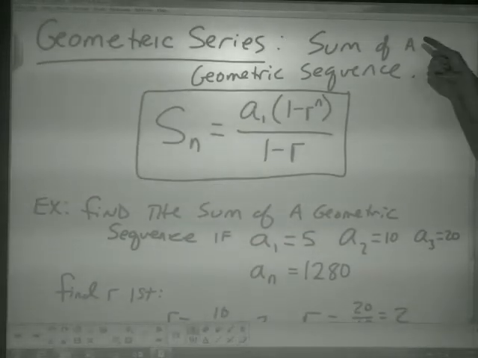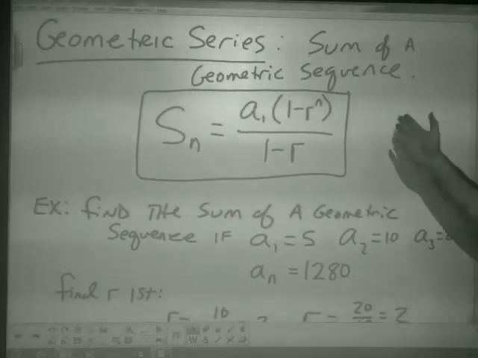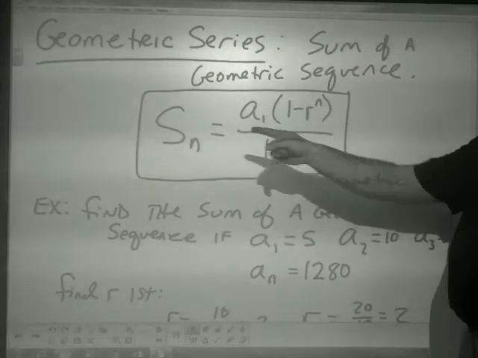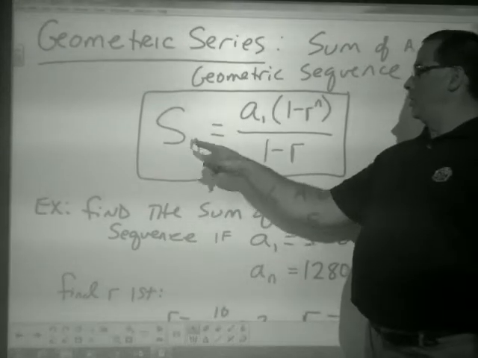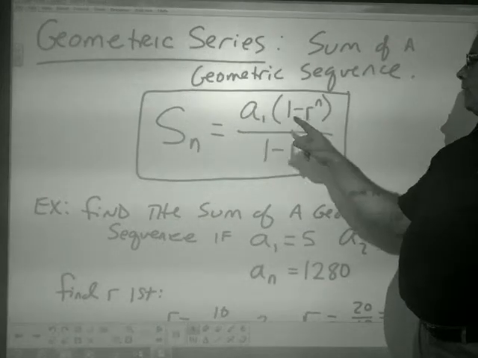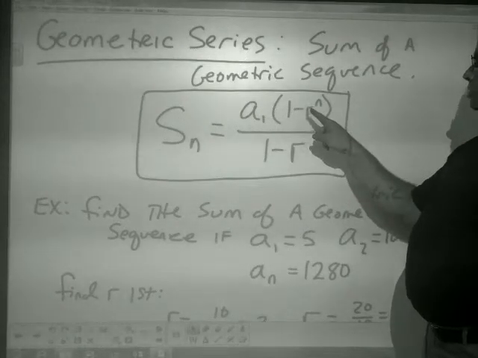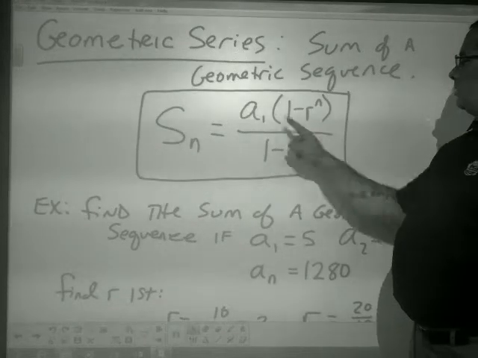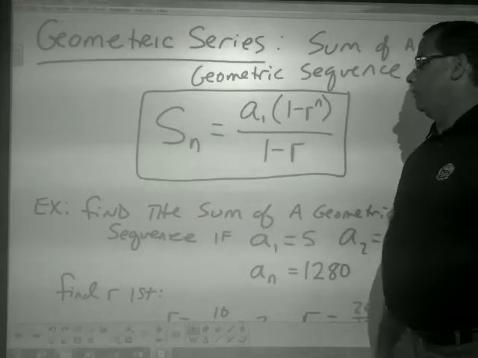A series is the sum of the geometric sequence. This formula is given to you on your final. And what does it say? The sum of n terms is the first term times 1 minus the ratio raised to the number of terms you're using, divided by 1 minus the ratio.